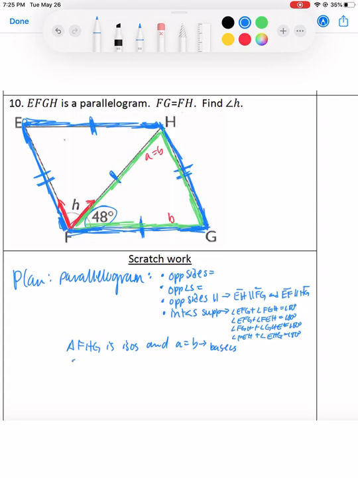Because of that, we can say that 2B plus 48 degrees is equal to 180 because of angle sum of triangle. And so we're going to solve for B just so we can find out what to do to get to H. So we'll subtract 48 from both sides. And then 2B is going to equal 132, which means that B is equal to 66 degrees. Okay, so these are all 66 degrees.